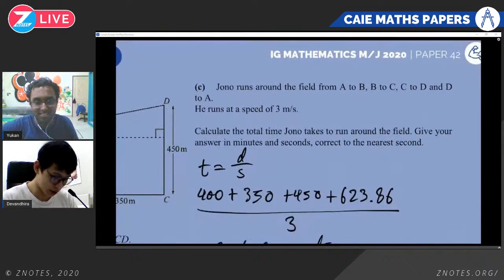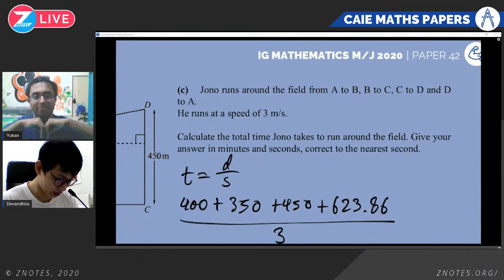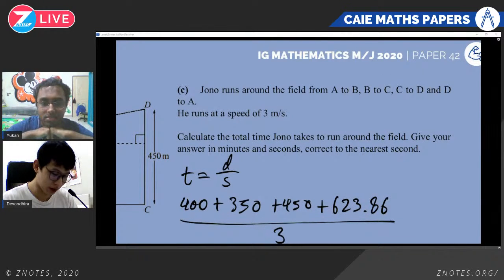Mr. Jono, not Jojo, Jono, runs around the field from A to B, B to C, C to D, and D to A. Basically, the whole field. He runs at a speed of 3 meters per second. Calculate the total time Jono takes to run around the field. Give your answer in minutes and seconds, correct to the nearest second.